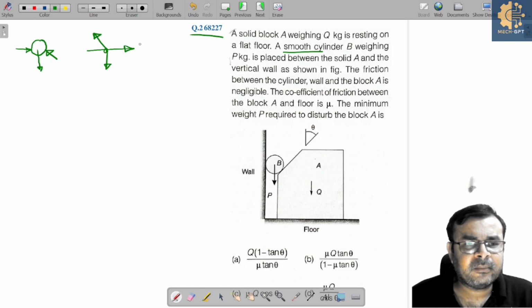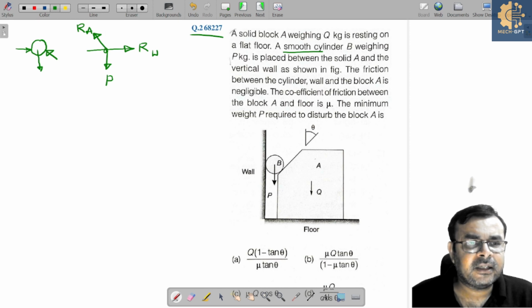So this is a reaction at the ball, sphere and wall. Let's say this is RW, and this is the reaction applied by the sphere on the block A. So this is Ra, and this is the weight of the cylinder, that is P. Is it clear? And obviously you can see the angle theta is given here.